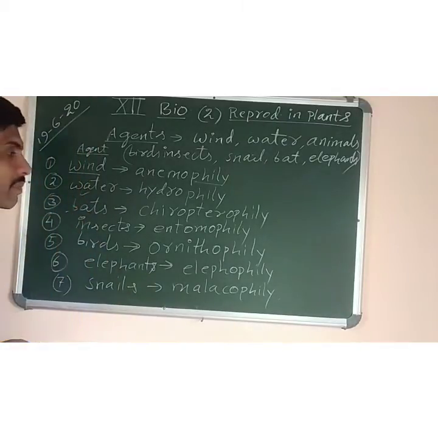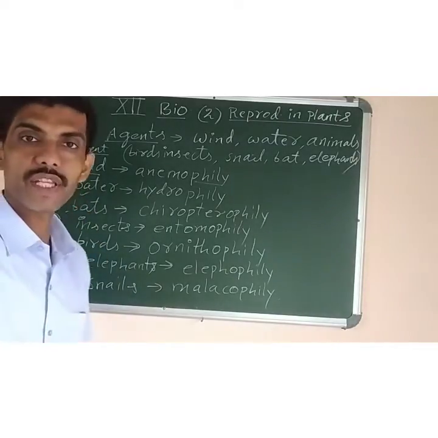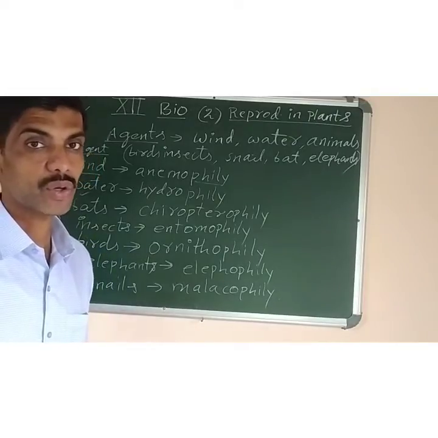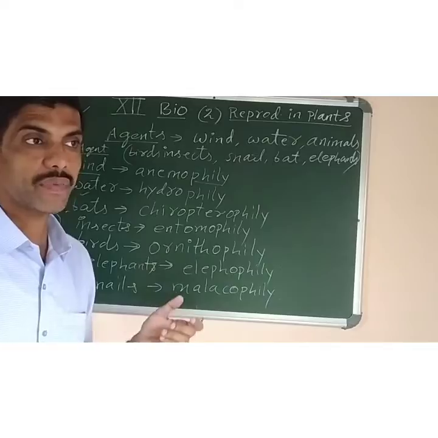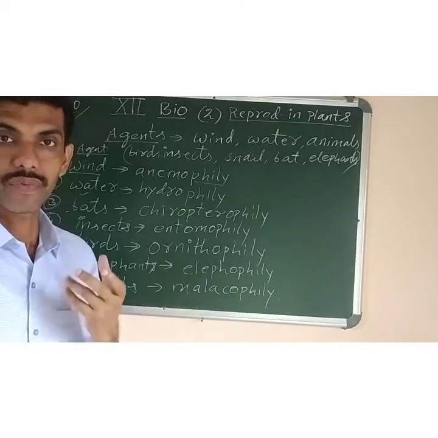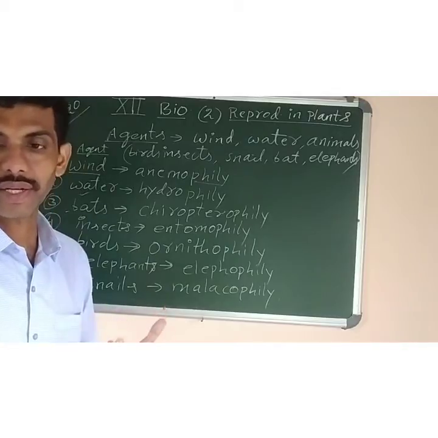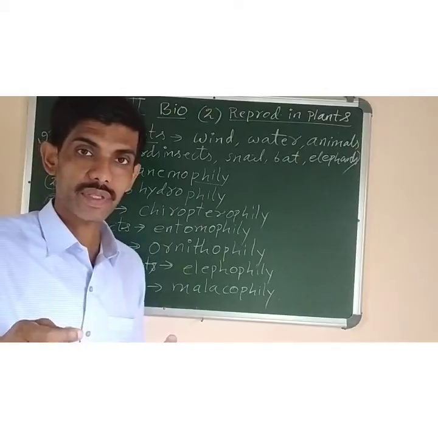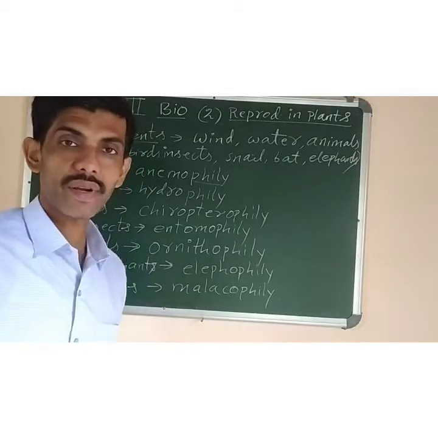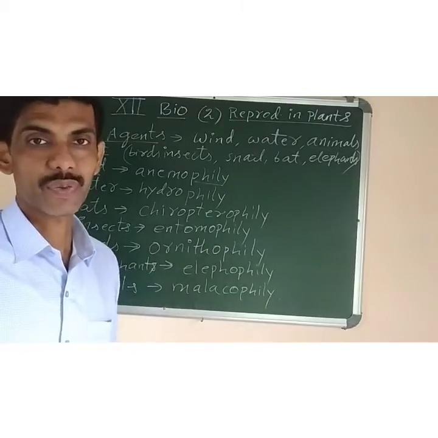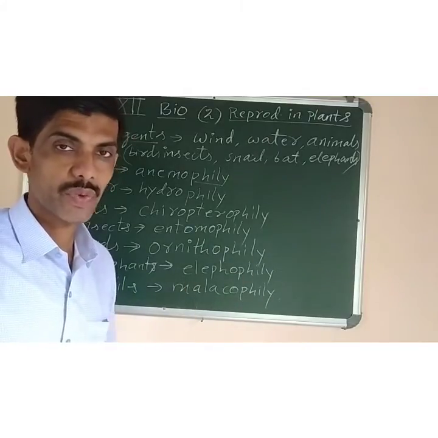Then comes the bats. Bats also help in the transfer of pollen grains, and you know that bats are active at night. They are nocturnal animals, so they visit the flowers at night. Why do they visit the flowers? In search of food. They get the food, that is nectar, from the flowers, and during that time when they visit different flowers, they carry the pollen grains on their body, which stick to their body and get transferred to the other flowers when they visit them.